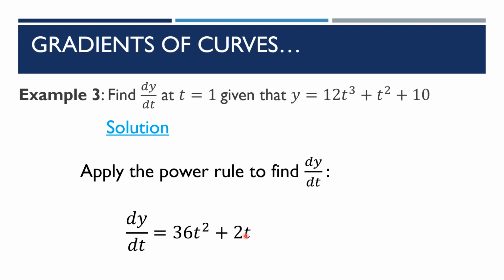And then we have the last term, which is a constant. If we differentiate a constant, it gives us a 0. So the end result is that dy/dt is equal to 36t squared plus 2t.